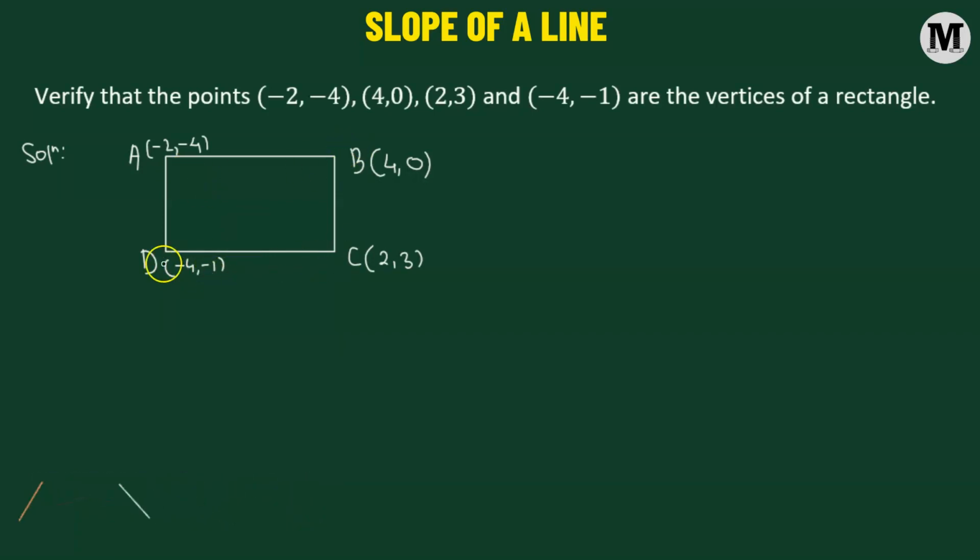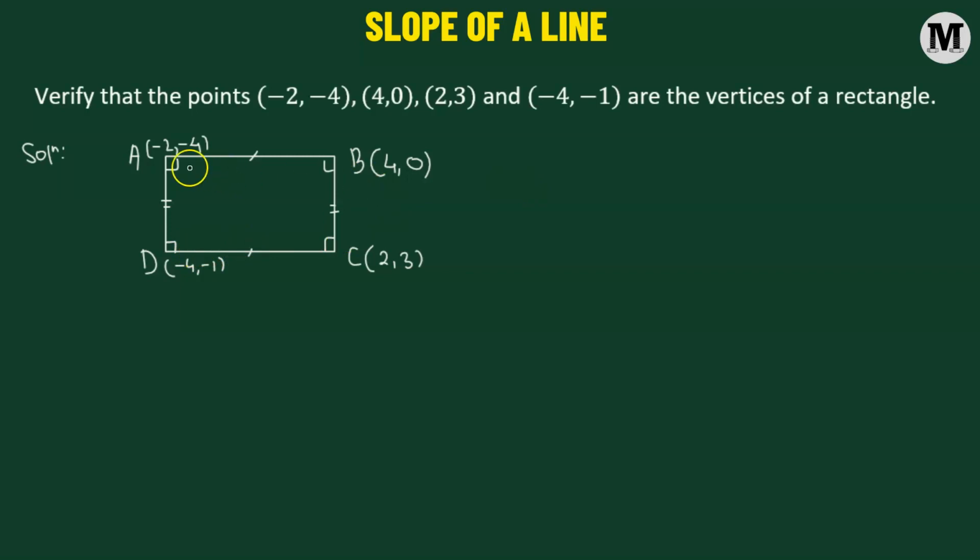Now, in order to show that ABCD is indeed a rectangle, we'll show that the length of AB is equal to the length of CD, and the length of BC is equal to the length of AD, because the opposite sides of a rectangle are of equal length. Also, we'll need to show that AB is parallel to CD and BC is parallel to AD. Furthermore, we will also have to show that the side AB is perpendicular to the side BC, then BC is perpendicular to CD, CD is perpendicular to DA, and DA is perpendicular to AB.